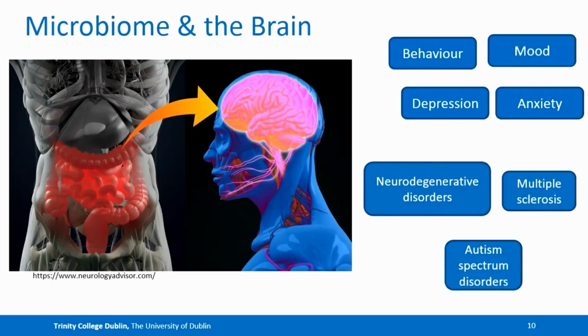We also now understand that there is a connection between the gut and the brain, often referred to as the gut-brain axis, and the state of our gut microbiome is important for regulating this communication. It's been shown that the gut microbiome can impact on behavior and mood, depression, anxiety, and also contribute to neurological disorders.